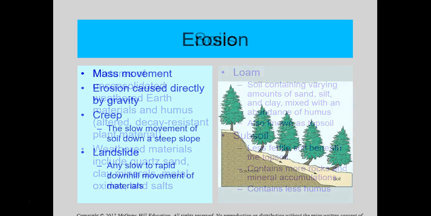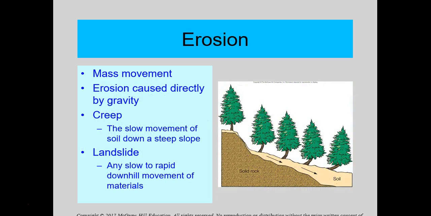Once the materials are weathered, erosion can occur. Erosion just refers to the mass movement of these particular weathered materials. It is directly caused by gravity, but gravity causes other things to happen.